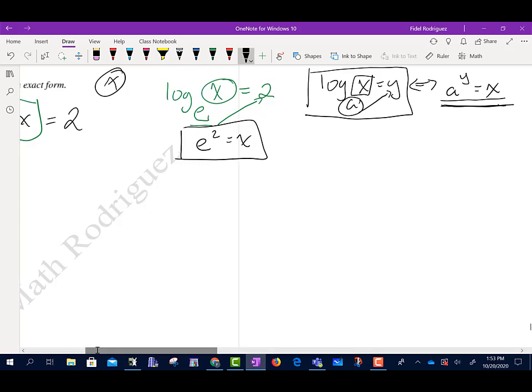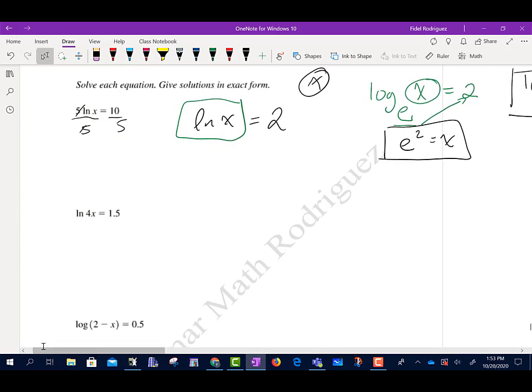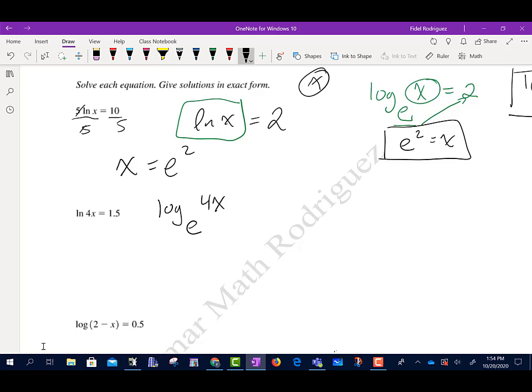Let me move this down a little bit. Here we go. So there's my answer. X is equal to e squared. Okay. So again, I'm going to think of the same thing here. First thing I'm going to do, I'm going to write it like this. The log base e of 4x is 1.5. So remember, what we're saying is e raised to this power will give me that answer right there. So 4x is equal to e to the power 1.5.